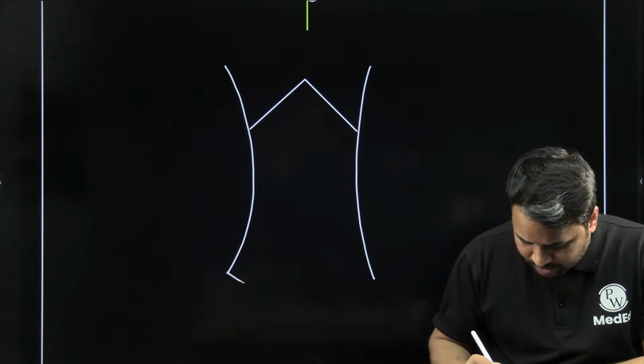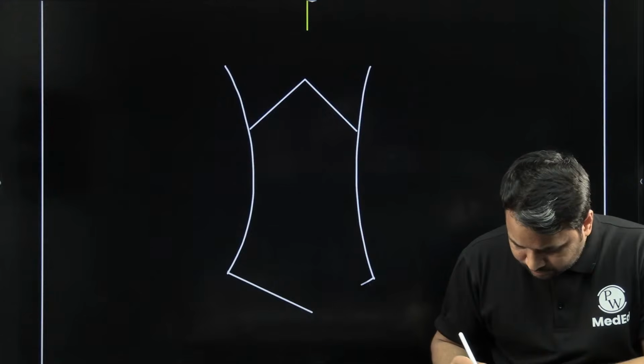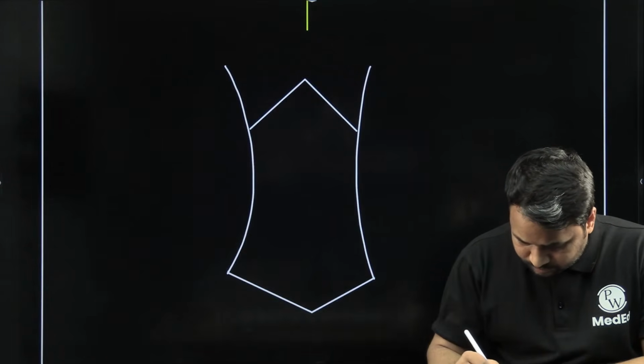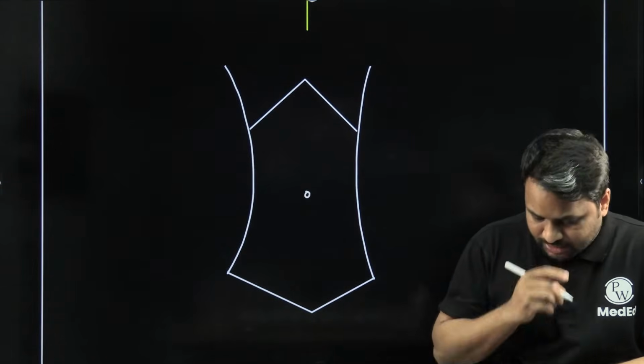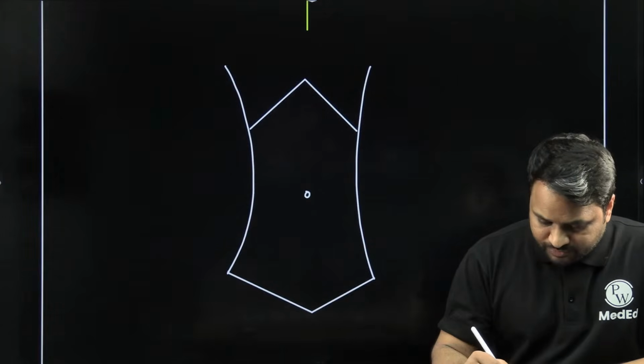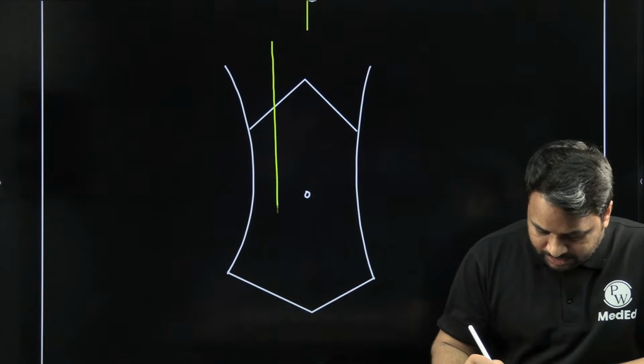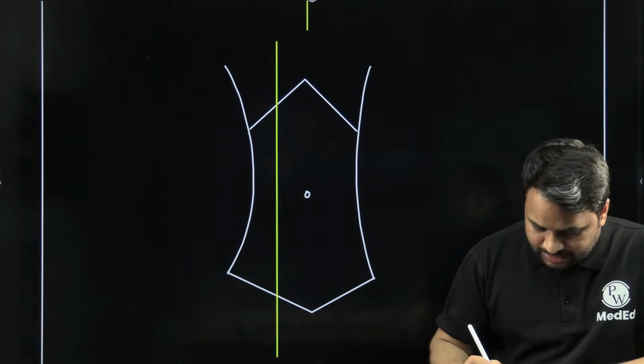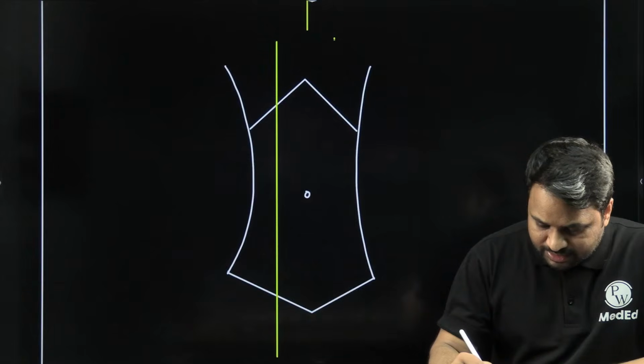This happens to be the pubic symphysis. This happens to be the umbilicus, that is in the midline, right? So what we do is we'll draw two lines. The first line is going to be the mid-clavicular line, which is going to be on the right side. This is the right mid-clavicular line. This is the left mid-clavicular line.